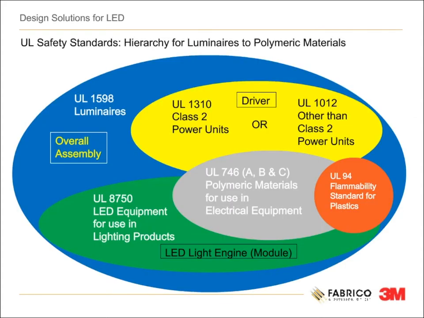UL safety standards cover electrical and fire hazard risks on everything from raw materials to components to luminaires. The coordination of these various standards ensures the safety of these electrical devices. The UL 8750 standard covers LED components within luminaires, and has portions pertaining to polymeric materials used in electrical equipment with various related test methods.